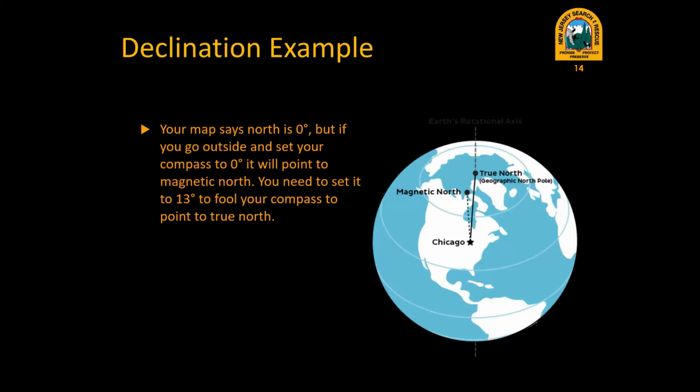In order to fool your compass into giving you proper azimuths to match with your map, you need to adjust your declination. Once you adjust your declination to 13 degrees, if you're, say, where we are, at that point, the compass heading will match any azimuth to true north.